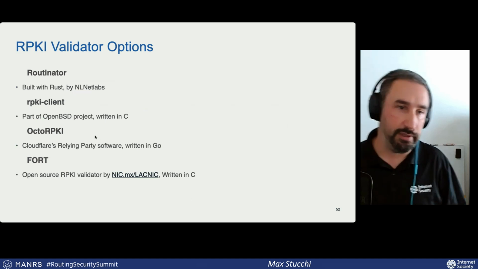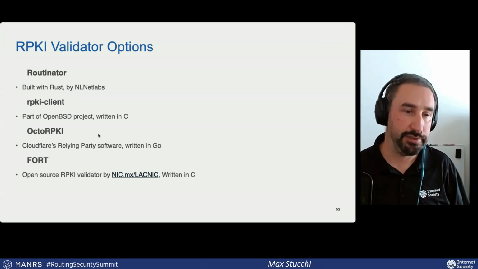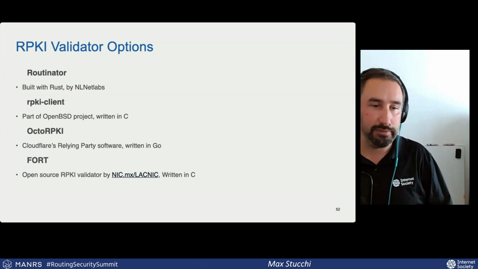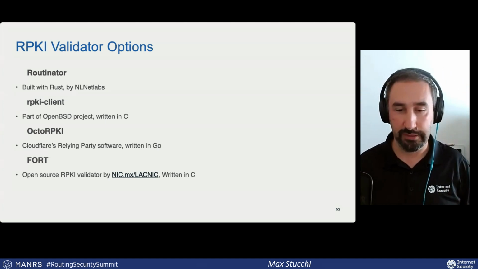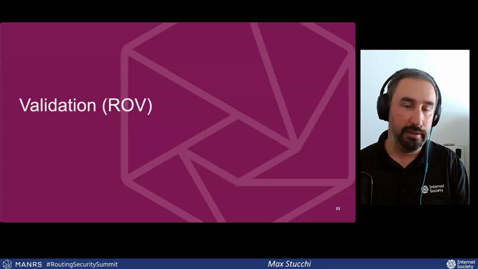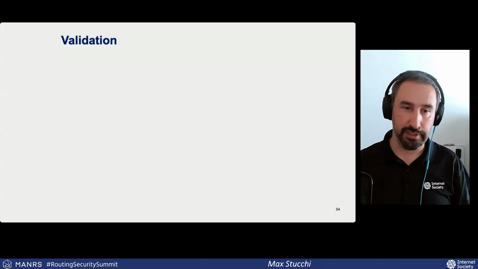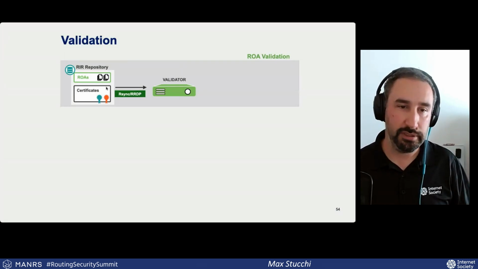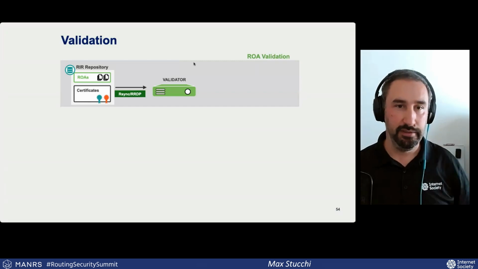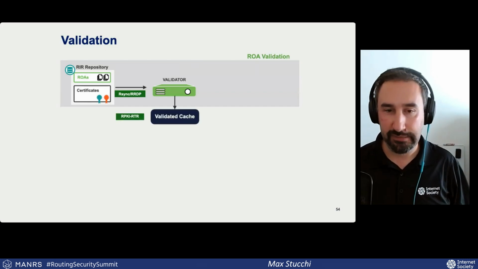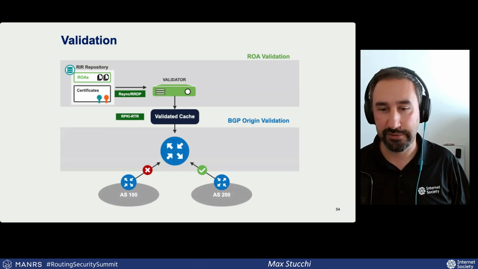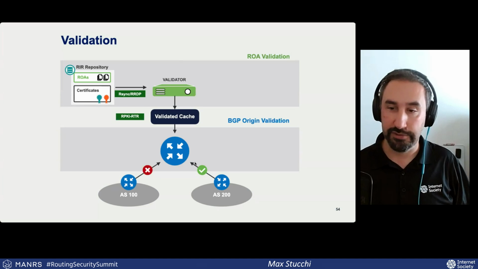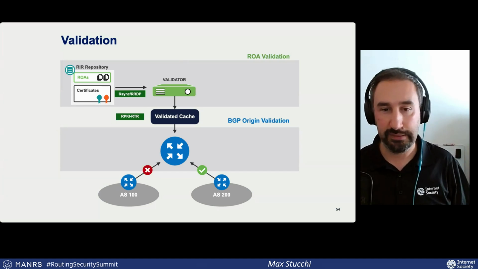So what are the options? You have Routinator, you have RPKI client, which is part of the OpenBSD project. You have OctoRPKI from Cloudflare, and then Fort from NIC Mexico and LACNIC written in C. And then lastly, we put all these pieces together. Basically, you get the validator to get all the data from the repositories, as we've seen a moment ago. Then you generate a validated cache. That validated cache is distributed to the routers. And then the routers make routing decisions based on the data they received from the validated cache.